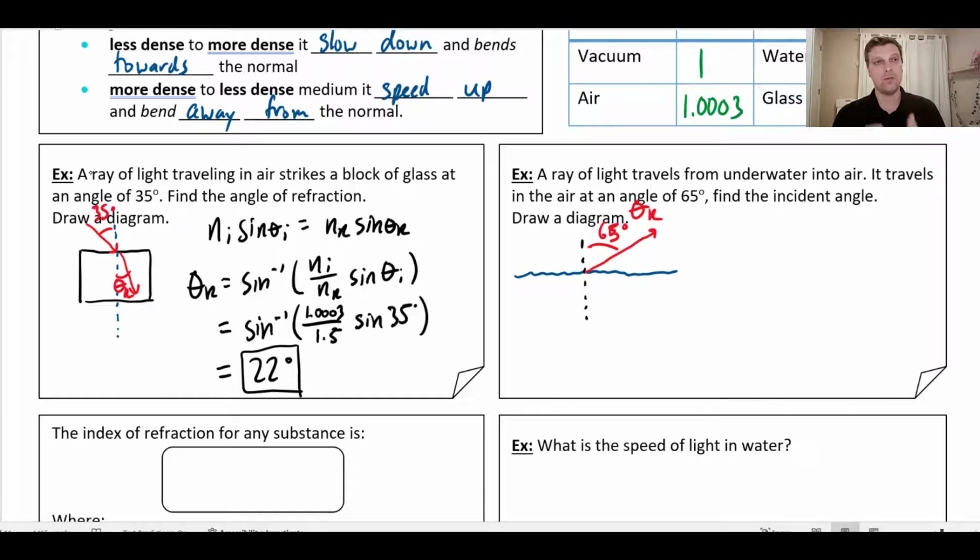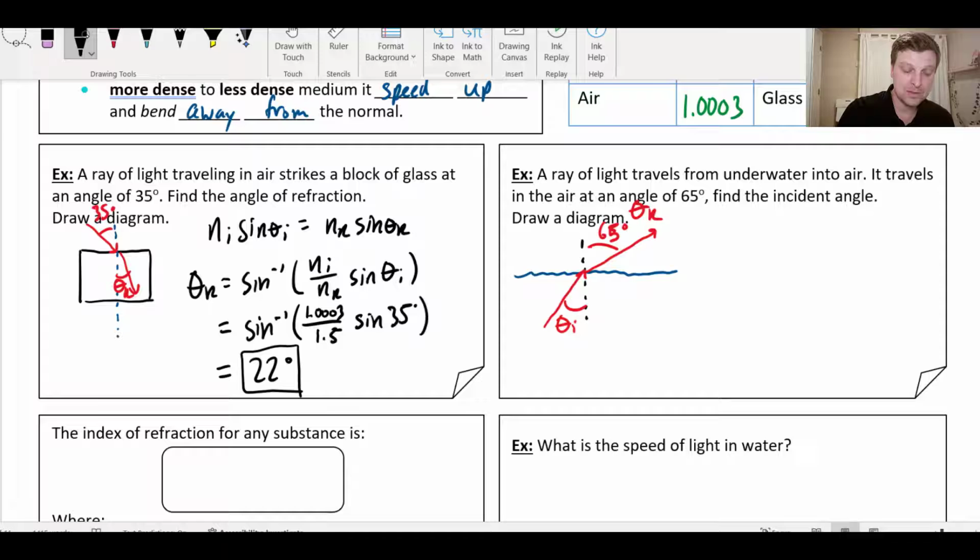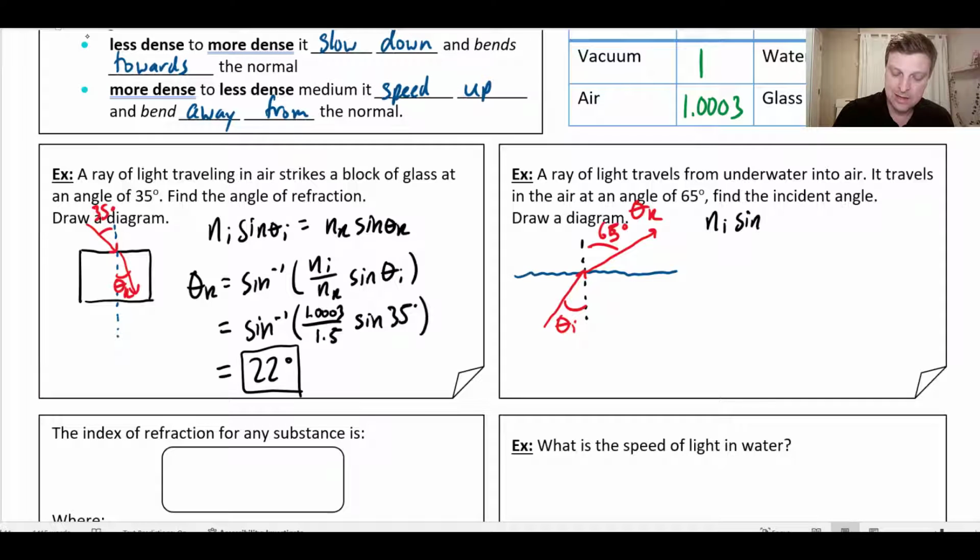Well, if I'm going to go from water into air, from more dense to less dense, I know that I'm going to bend away from the normal. So my initial or incident angle should be less than 65. So theta_i should be something less than 65, and then I bend away from the normal when I travel into air. Okay, so it's the same formula, same Snell's law. n_i sine theta_i equals n_r sine theta_r. And we're just solving for theta_i in this case. So it's going to look really similar to the last question. So it's going to be inverse sine of n_r over n_i times sine theta_r.